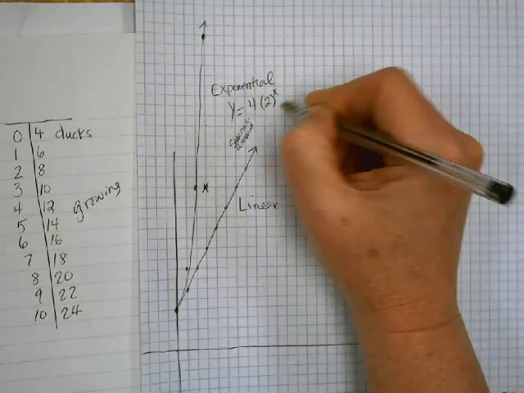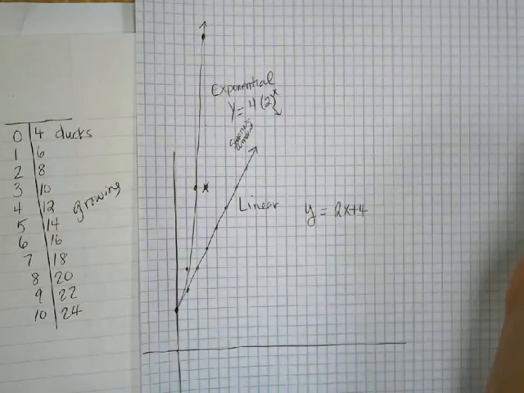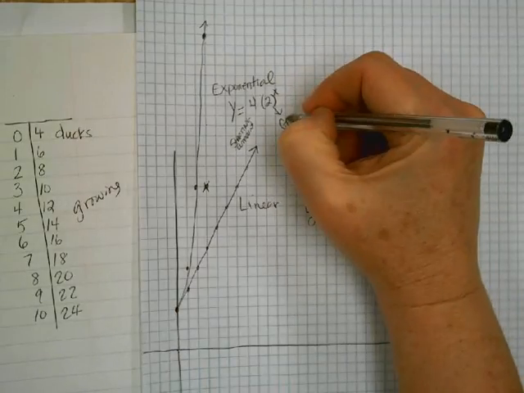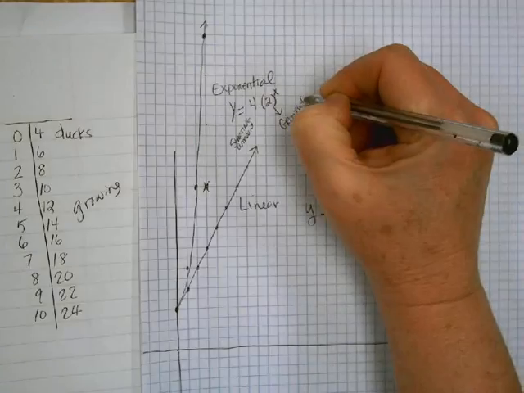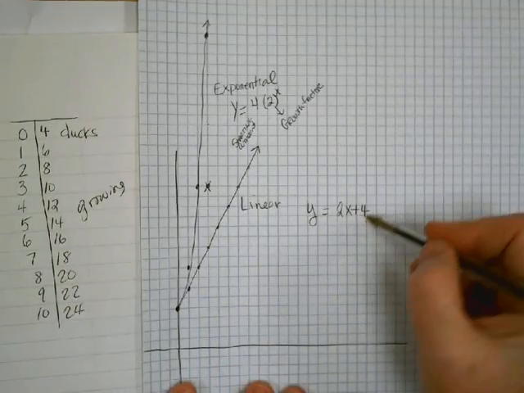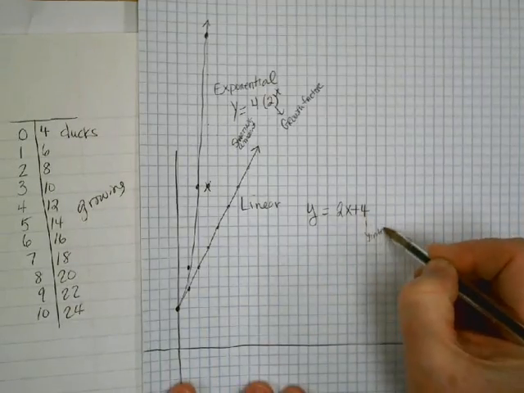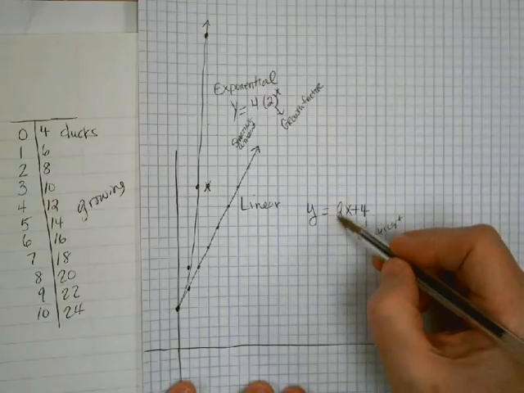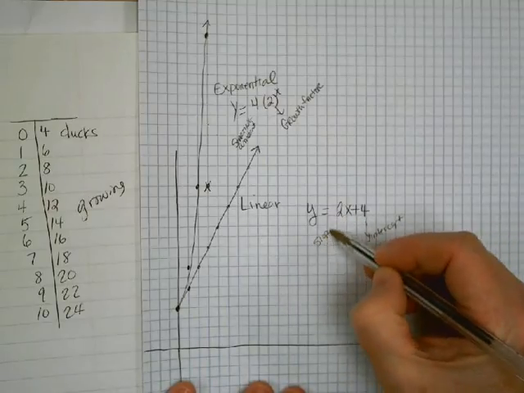And 2 is what you're multiplying it by each time. Growth factor is the term they give to that, growth factor. Okay? So over here, we call this the y-intercept. It's still the starting amount, isn't it? And this is the slope, or the rate of change.